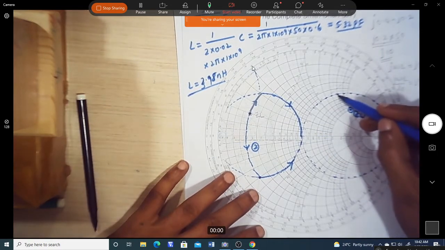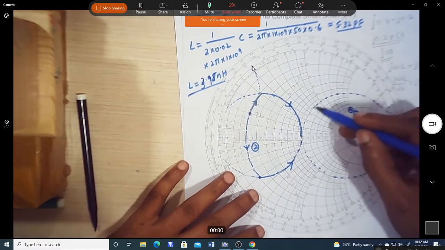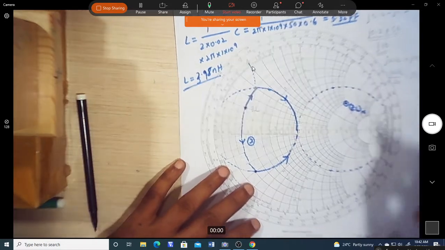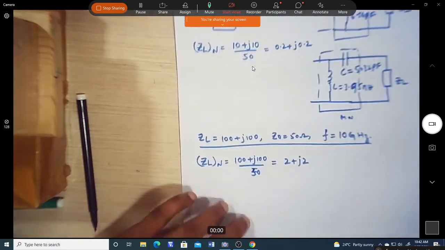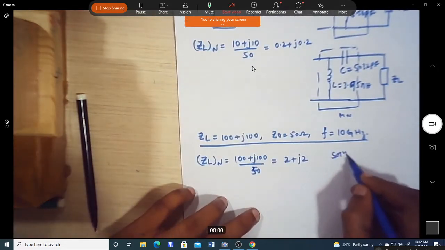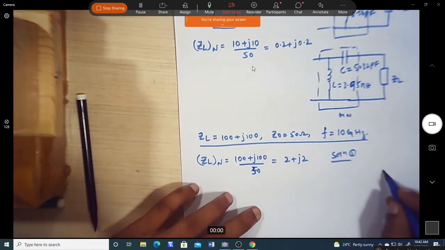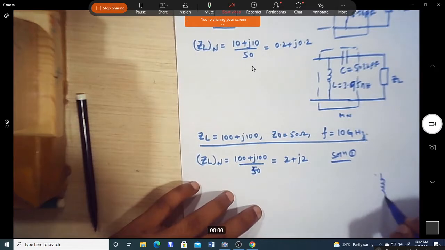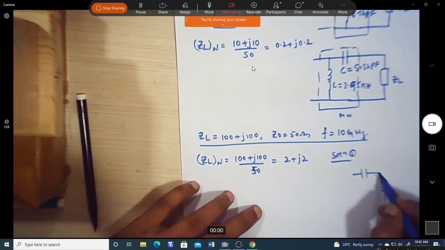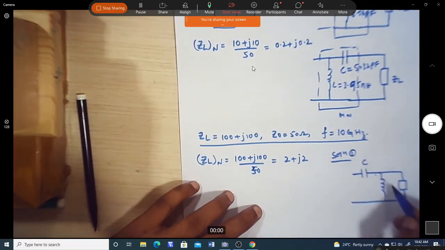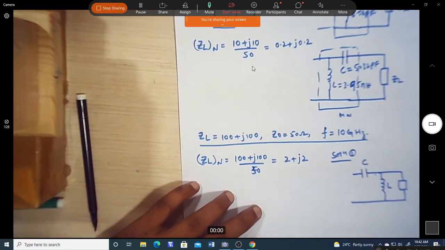So if you are moving on the conductance circle upwards, it is a shunt L and then it is series C. So the first configuration for this solution is solution 1. So we have first shunt L. Okay, so then we will be having series C. So for this particular problem we are going to get it like this. So you have to find out what is C and L.